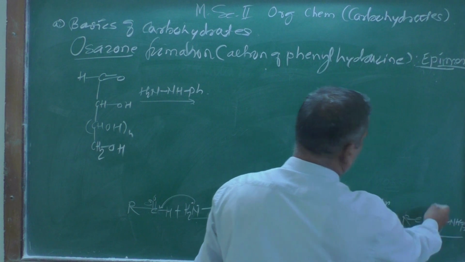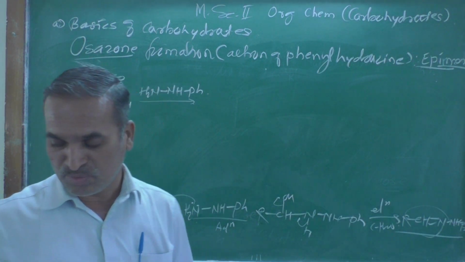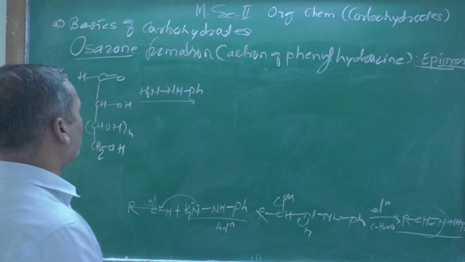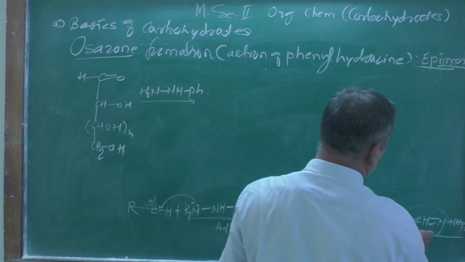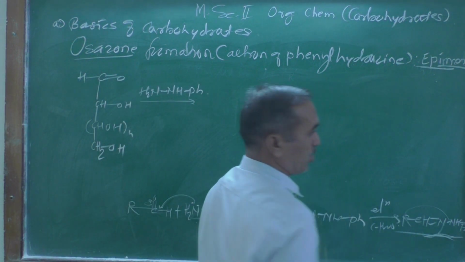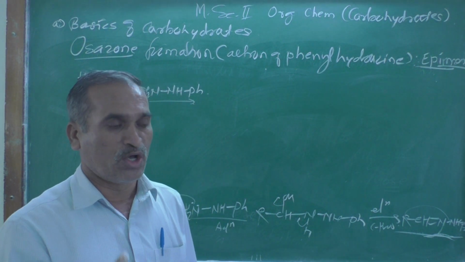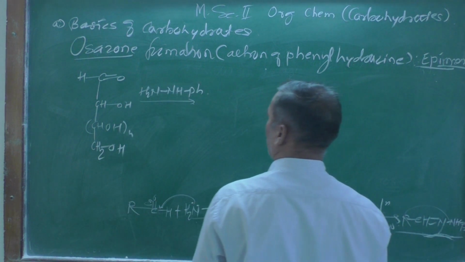Like this, a carbon-nitrogen double bond is formed, meaning a derivative is formed. That type of product is called a hydrazone derivative. Whatever product is obtained is known as a phenylhydrazone. This is the general phenylhydrazone derivative.